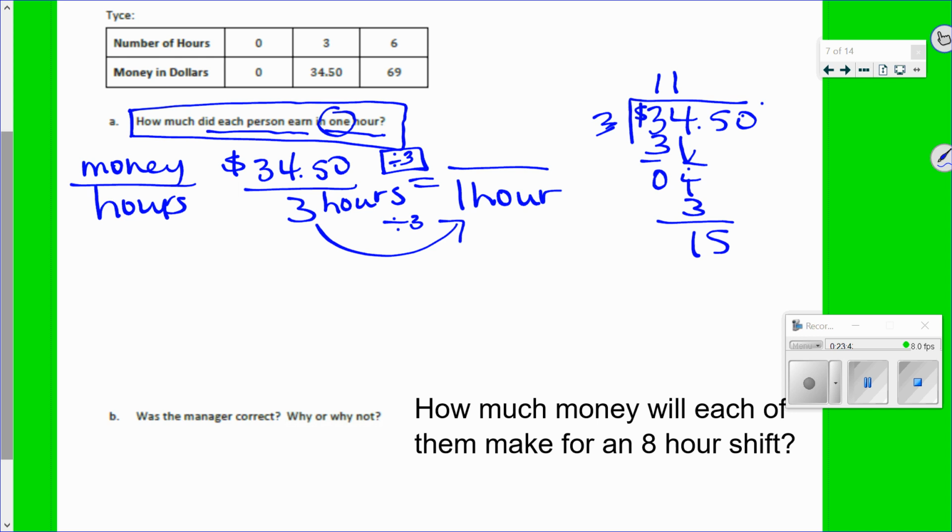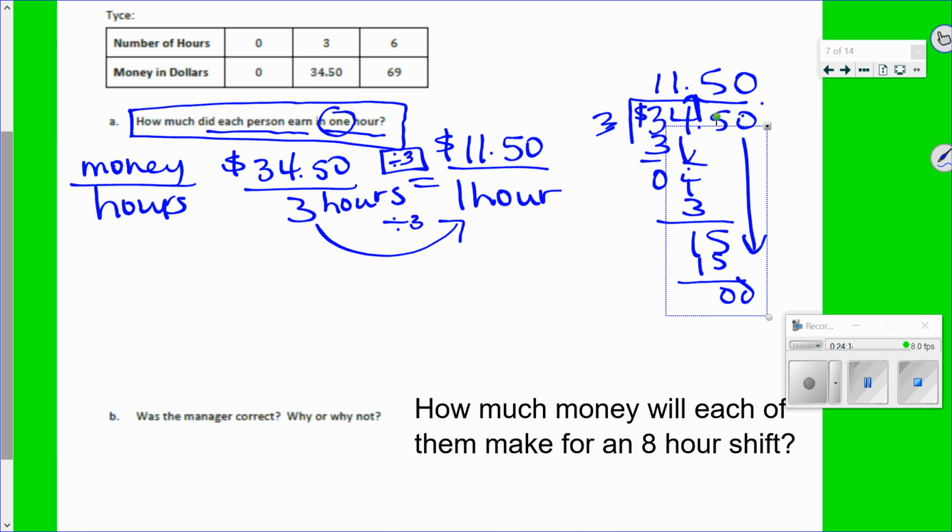How many times can 3 go into 15? 5. And then I put a 0. Where does my decimal go? In the middle. Why? Because it's money. It is money. Good reason. And because you have to divide it by dollars and cents. Dollars and cents. And it's right here. Move it up. It's money. So how much does he make per hour? $11.50. Okay.